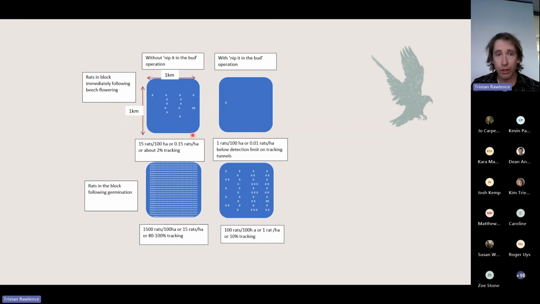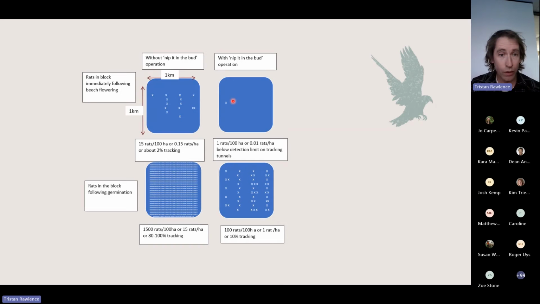Now, if we were to do an operation at flowering, or just before flowering ideally, and we managed to achieve the same kill rate that we'd normally get, which is 99 to 100%, then we'd expect to get the rat population down to about 1 rat per 100 hectares, which is this one here. And some clever people in the audience will wonder, well, if you've only got 1 rat there, it's not going to breed. But obviously this 100 hectare block is joined by lots of other ones.